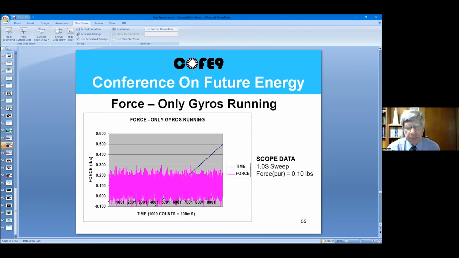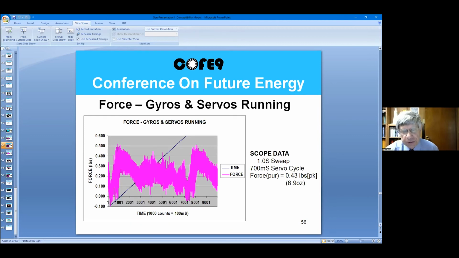Now the next step is I did just the opposite. I turned off the servos and I turned on the gyros, and the noise spectrum is about the same, only it's a little more ragged. So there's quite a bit of noise to deal with.